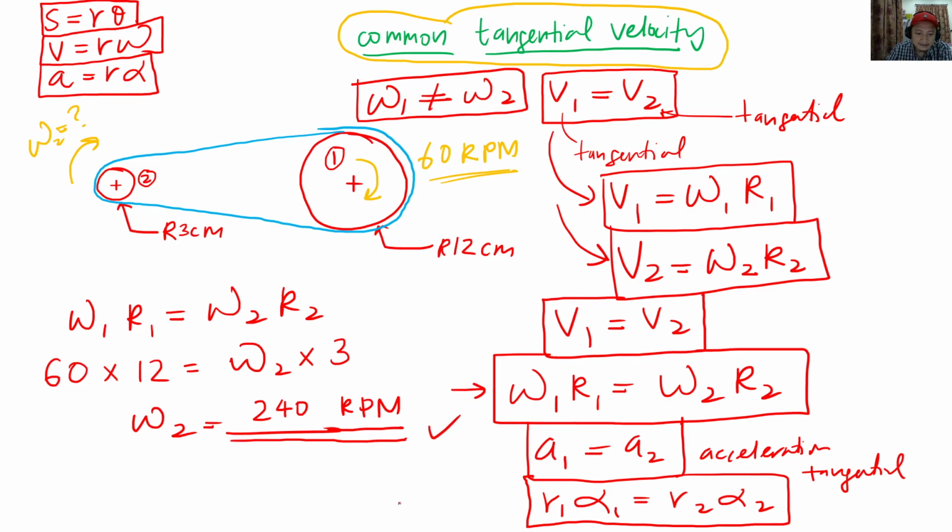So this thing is rotating at 60 RPM. This thing is rotating 4 times faster. Okay, so look at the radius. Radius here is 12 centimeter. Radius at the back is 4 times smaller. So the rear wheel will rotate 4 times faster. So you know the rear wheel is rotating at 240 RPM.